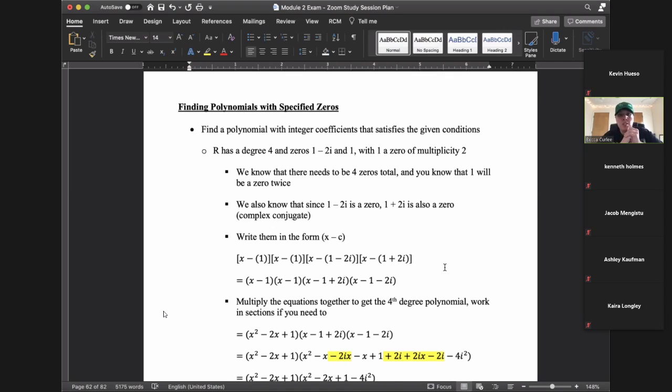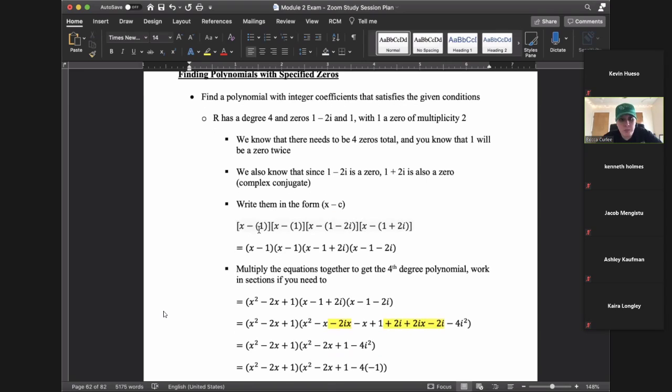So we know that there need to be 4 zeros total, and 1 will be a zero twice. And we also know that since 1 minus 2i is a zero, then 1 plus 2i is also a zero, because the complex conjugate also has to be a zero if there's a complex zero. So we write them all in the form of x minus c.